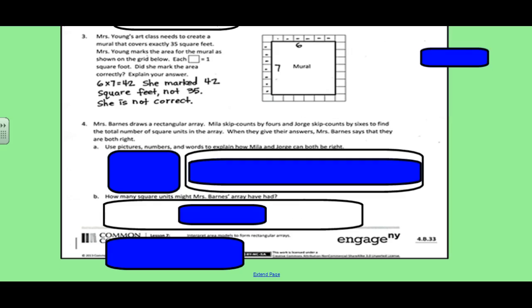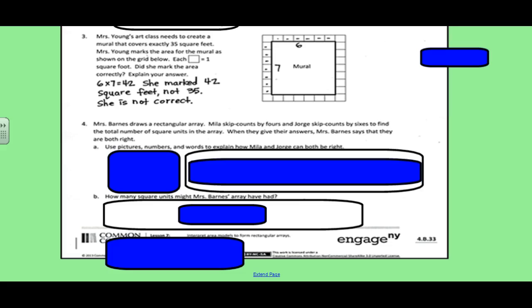So moving on to number 4. Miss Barnes draws a rectangular array, and Mila skip counts by 4s, and George skip counts by 6s to find the total number of square units in the array. When they gave their answers, Miss Barnes says that they were both correct. Use pictures and numbers and words to explain how they both can be right.